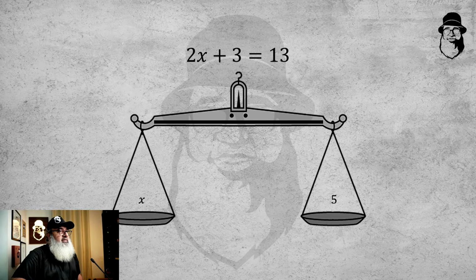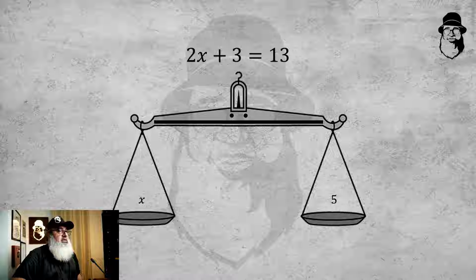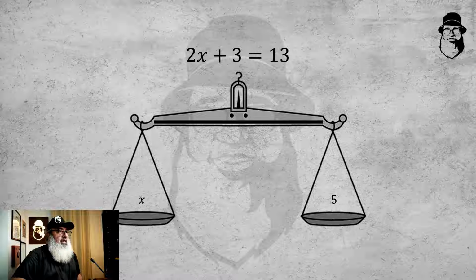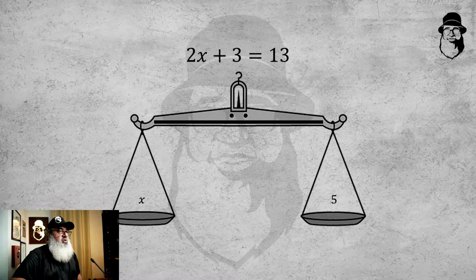Now this balancing is an important principle that will make us able to solve all types of equations. Now remember, the rule is we can do anything we like to an equation as long as we do the same thing to both sides.